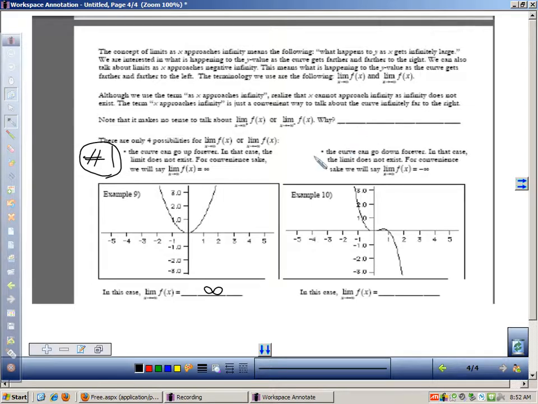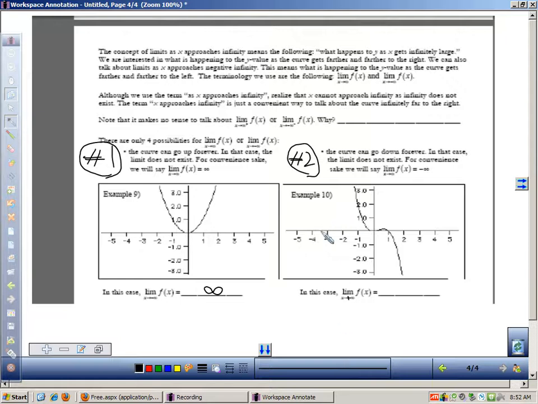Our second possibility, number 2, is that our function just keeps going down forever as we go left or right, as x gets larger and larger or smaller and smaller. It goes down forever. And what I want you to do on this one is change this. They put a little sign here. This should be a positive infinity here. So I want to do that example.